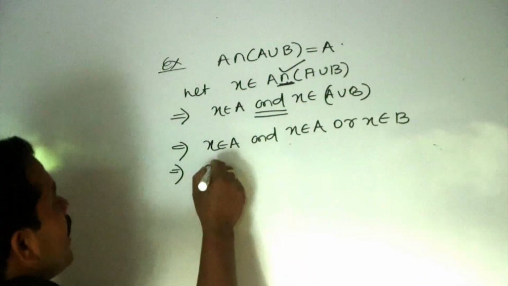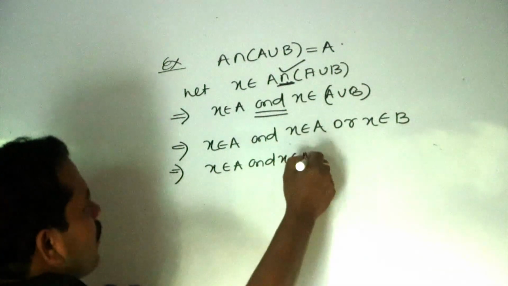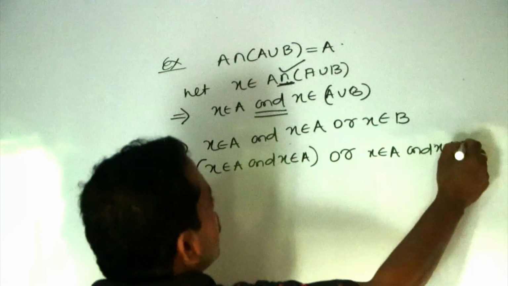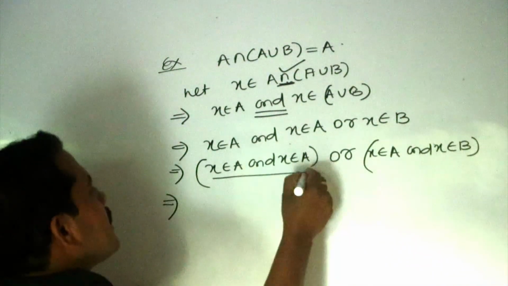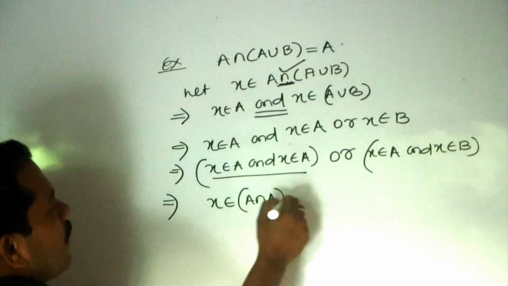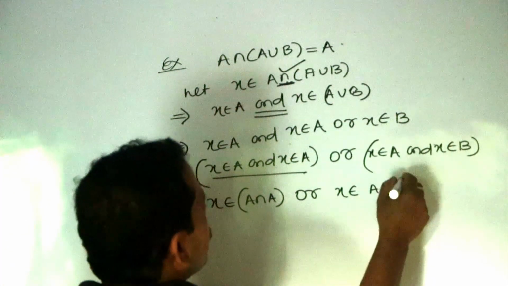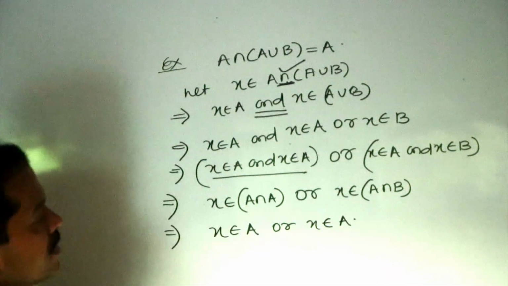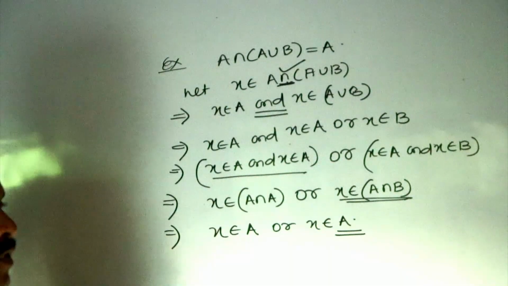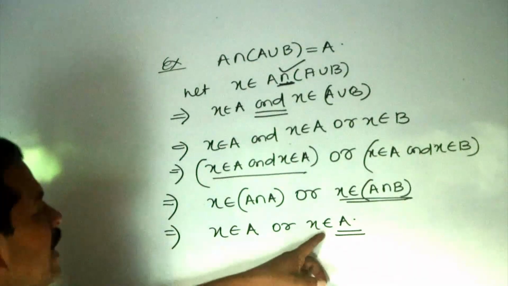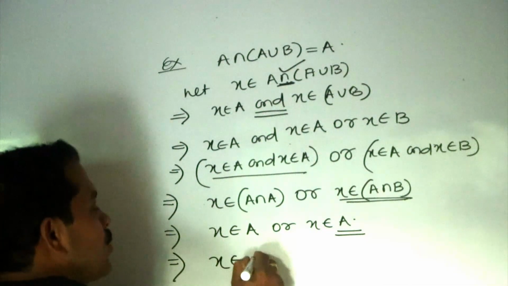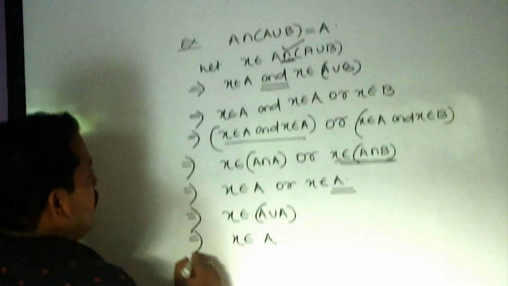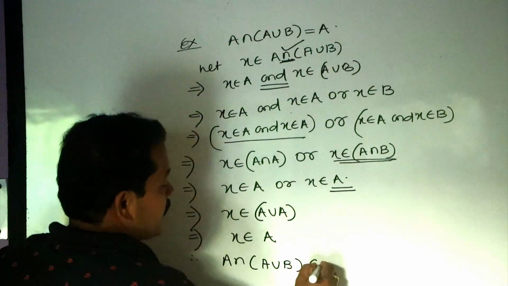Now we have to use the distributive properties. X belongs to A and X belongs to A, or X belongs to A and X belongs to B. Now for this we can write X belongs to A intersection A or X belongs to A intersection B. This implies X belongs to A or X belongs to A, because A intersection B is a subset of A. So for X belongs to A intersection B, we write X belongs to A. This implies X belongs to A union A. This implies X belongs to A. That is, A intersection (A union B) is a subset of A.